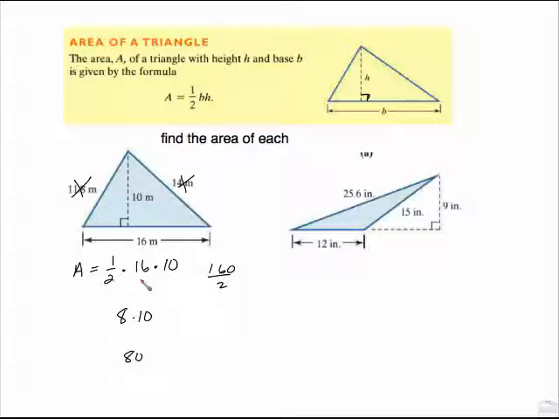You can type this in your calculator directly. You can use a half as a half or use 0.5. So use whatever works for you in your calculator. Now unit-wise, this is square meters. Keep in mind we're talking area. Area units are always square units.